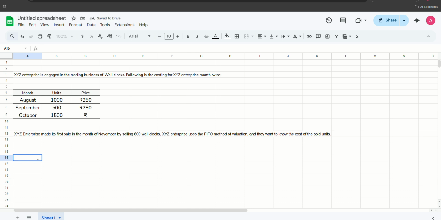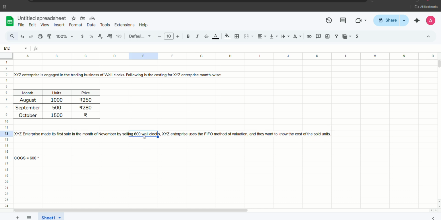Now with this formula I can find out my answer very easily. So cost of goods sold is going to be 600 into... so 1000 units. From this 1000 units I need to take the 600 to calculate the cost of sold units.